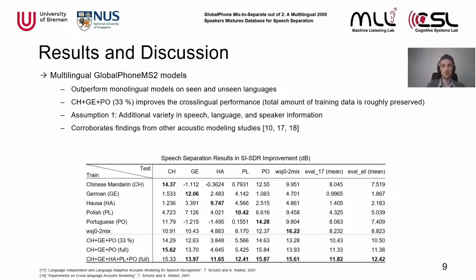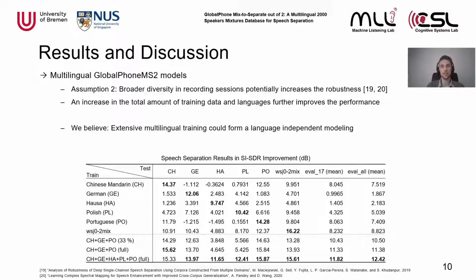We assume that this is due to the fact that we have additional variety in speech, language, and speaker information, which are incorporated into the training step. And this would corroborate findings from other acoustic modeling studies. Our second assumption is that the multilingual training provides a broader diversity in recording sessions, and this potentially increases the robustness because, as already mentioned, the neural network learns from the training data, and if the training data covers more recording session information, this helps to increase the robustness and also helps the training of the encoder-decoder pair.